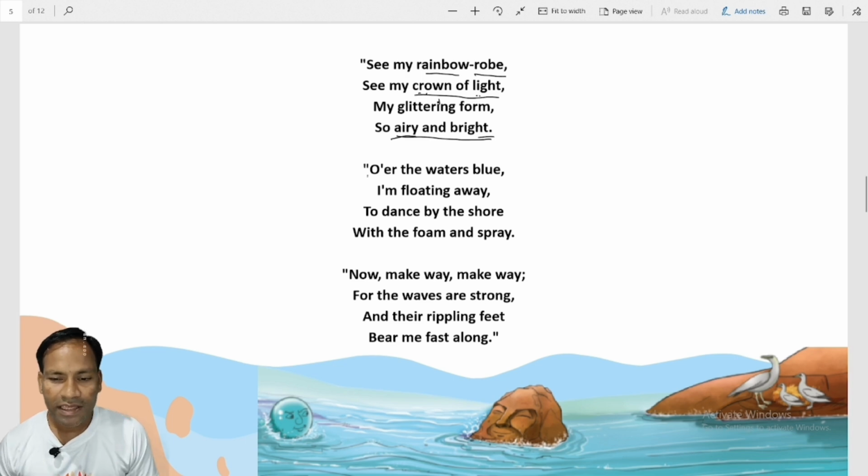And it says OER. OER means o'er. It's the abbreviation form of o'er. O'er the waters blue, because sea water is generally blue. समंदर का पानी नीला होता है, तो नीले पानी के ऊपर से वो बहते आया है दूर से.